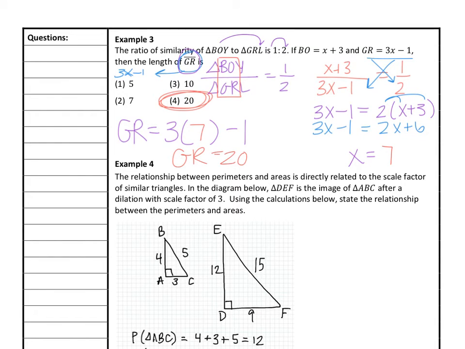Okay, so for my final answer here, I have x equals 7. Plugging that in for GR, we get 3 times 7 minus 1, which gives us 20. Final answer for the length of GR should be 20.